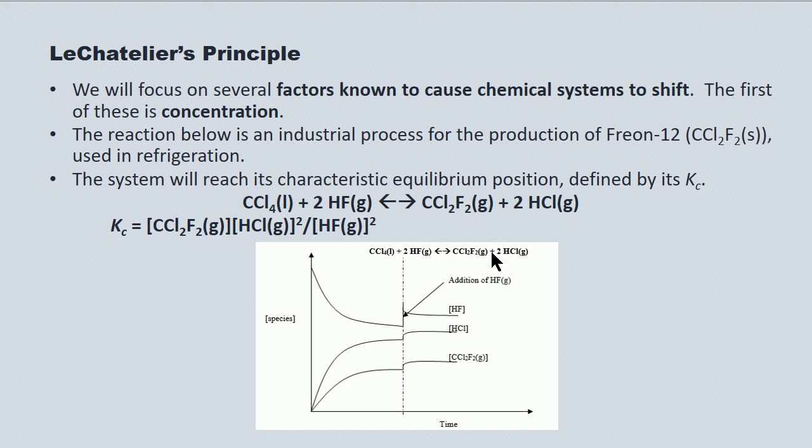And I'm going to use the expression shift to the right, shift to the left in this lecture. I'm also going to say favors reactants, favors products. When I say shift to the right, I mean that products are favored and that the concentration of products will increase in response to the stress. And you see that here. The concentration of the HCl and the concentration of the freon both increase in response to the addition of the HF. When I say shift to the left, I mean that reactants are favored and the concentration of reactants are going to increase in response to the stress that's been introduced.